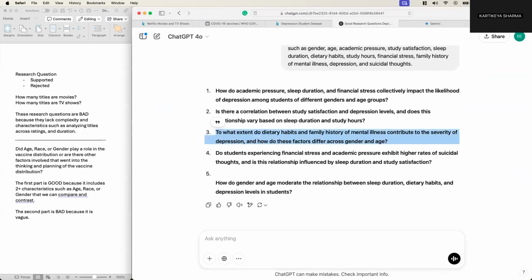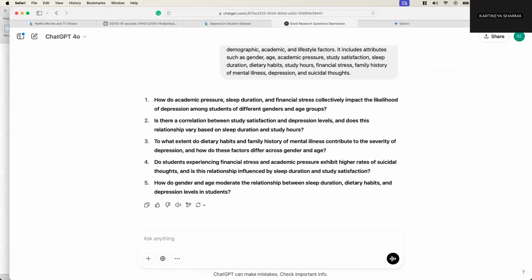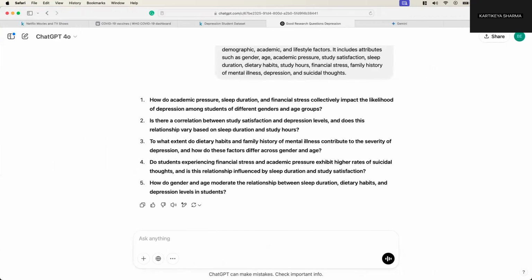Number 3, to what extent do dietary habits and family history of mental illness contribute to the severity of depression? And how do these factors differ across gender and age? So this is quite detailed to begin with. We're looking at a few characteristics such as family history and dietary habits, and then comparing that to the level of depression and comparing and contrasting those results across genders and ages.